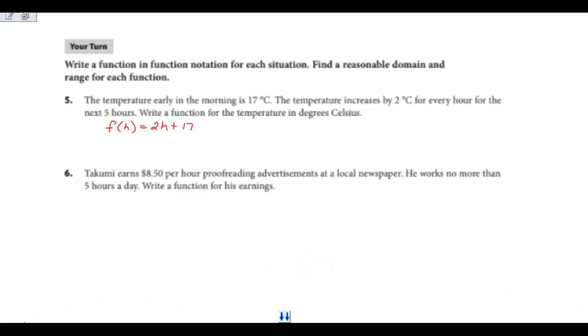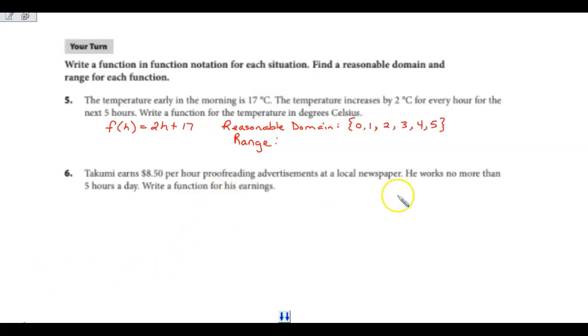Okay, you should have gotten the function of h, where h is the number of hours, which is 2 degrees times each hour, plus 17 degrees where it started. So that's our initial. Okay. Now we need to find our reasonable domain, and then once we find that, we want to find our range. So go ahead and work on your reasonable domain.